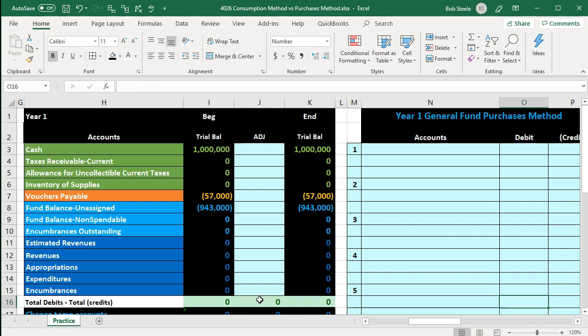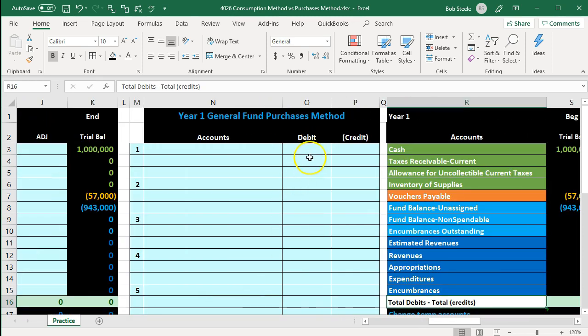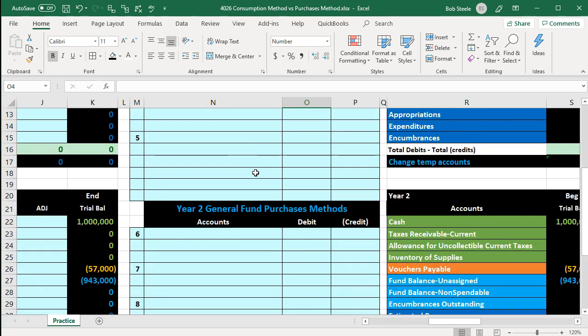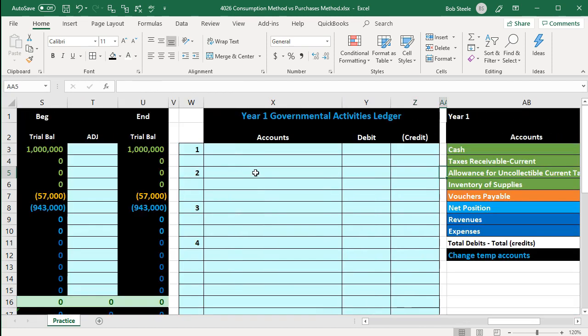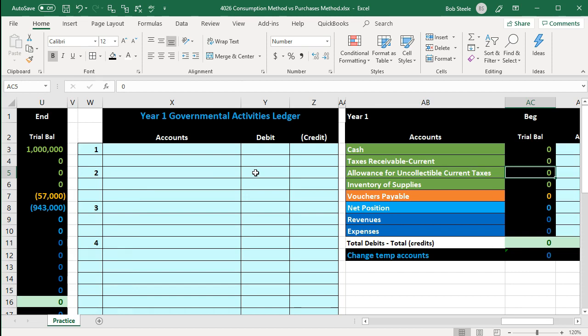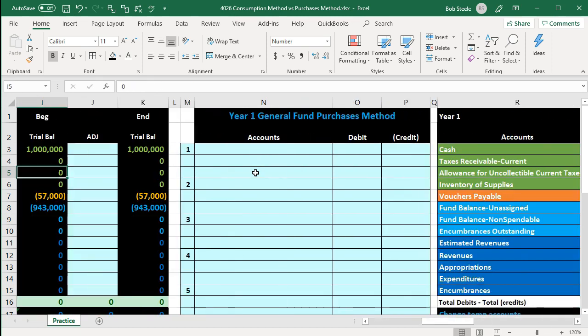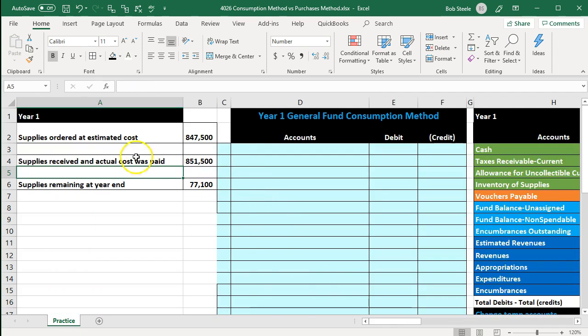We'll do the same thing with regards to the purchases method. We'll go through the same process. We'll do this for year 1, and then we'll do this for year 2, so we can see how this flows through from year to year. And then we'll do the same thing with regards to the general activities, the government-wide activities, this being more on an accrual basis, so this will be familiar. We'll basically be able to format this and compare it to what we would typically see in the government-wide type of activities. Okay, so then we're going to go through this.